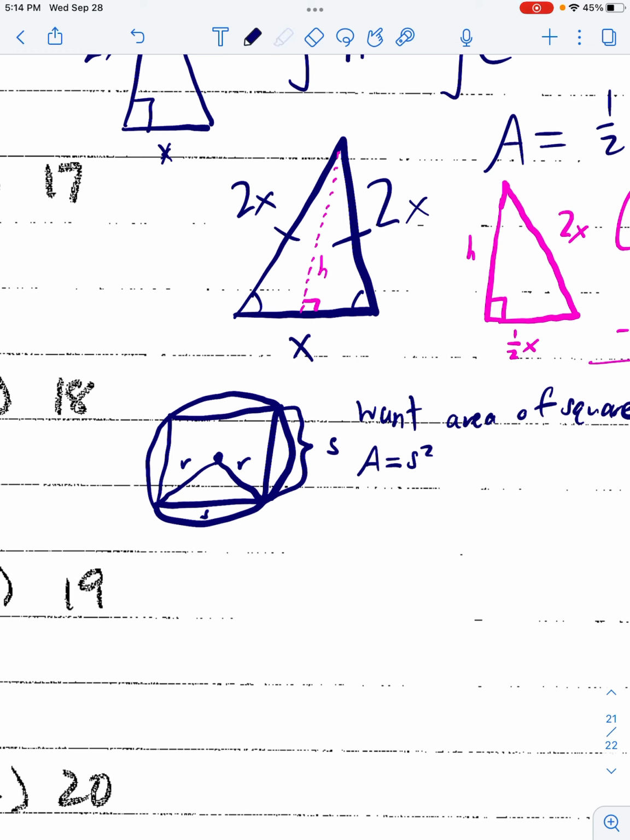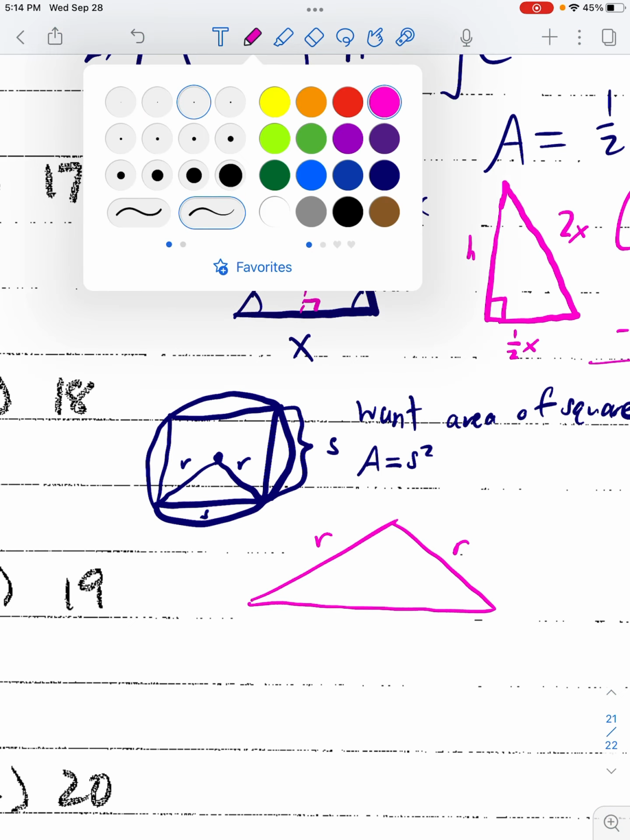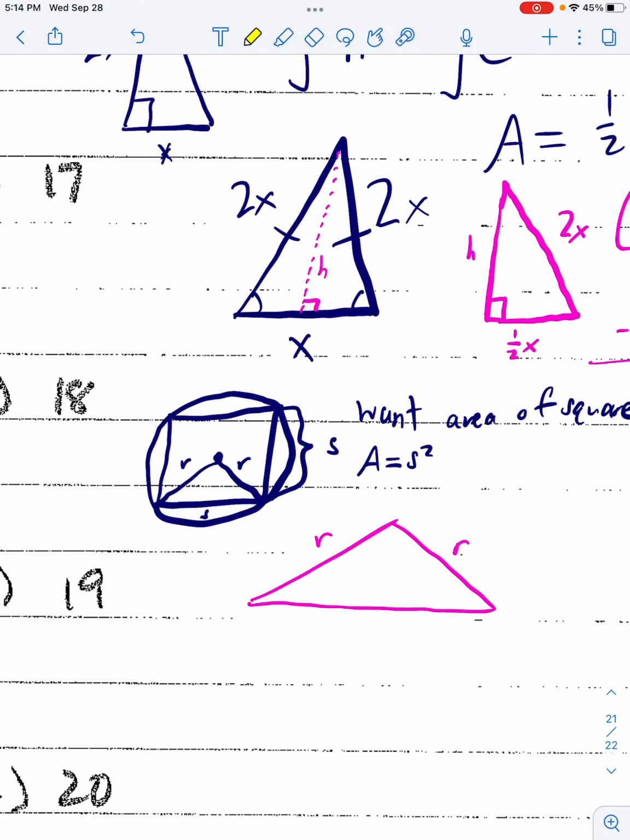All right, so we have a radius right here. We have another s right here. So let's zoom in on just that little isosceles triangle. We have R here, and an s here. So we've got to relate those two somehow.